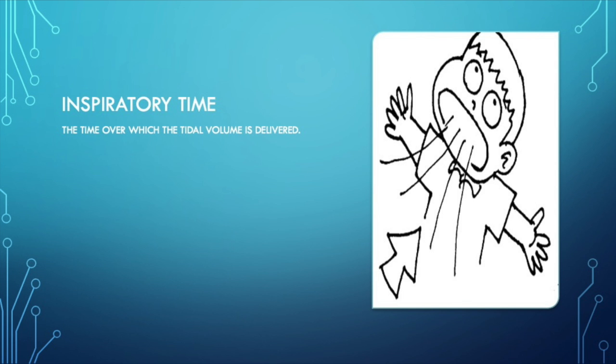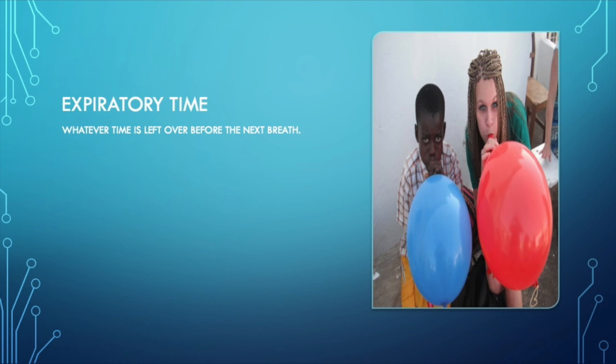Inspiratory time, or I time, is the length of time over which one breath is delivered. This can range from 0.3 seconds all the way up to 1 to 1.5 seconds, depending on the age of the patient and the physiologic reasons that they are being ventilated. Expiratory time is just the opposite. This is how much time the patient has to exhale. This is the same as the length of time between breaths.